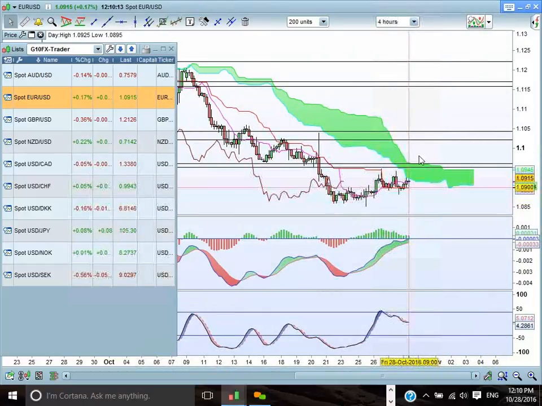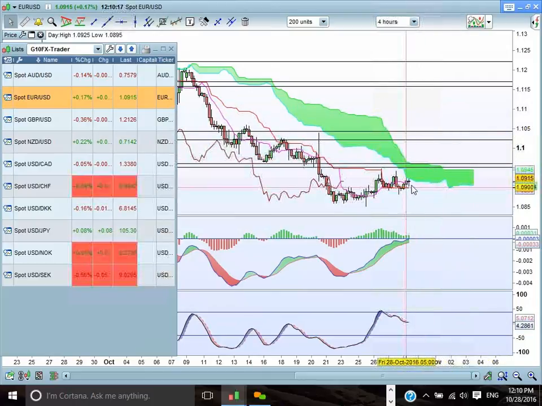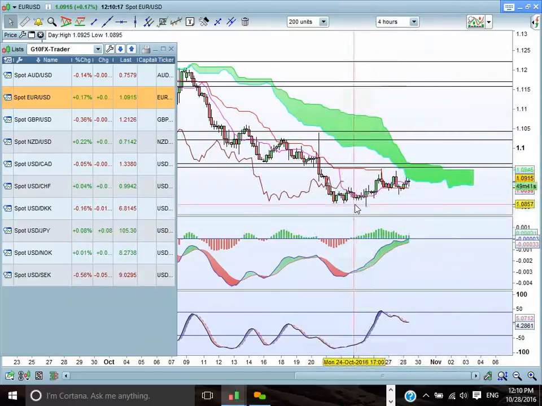If it crosses the cloud and stays above, then that would be a buy signal to go higher. But so far you could look at getting out of your long that you got into on the MACD and then go short or sell it at the cloud resistance.